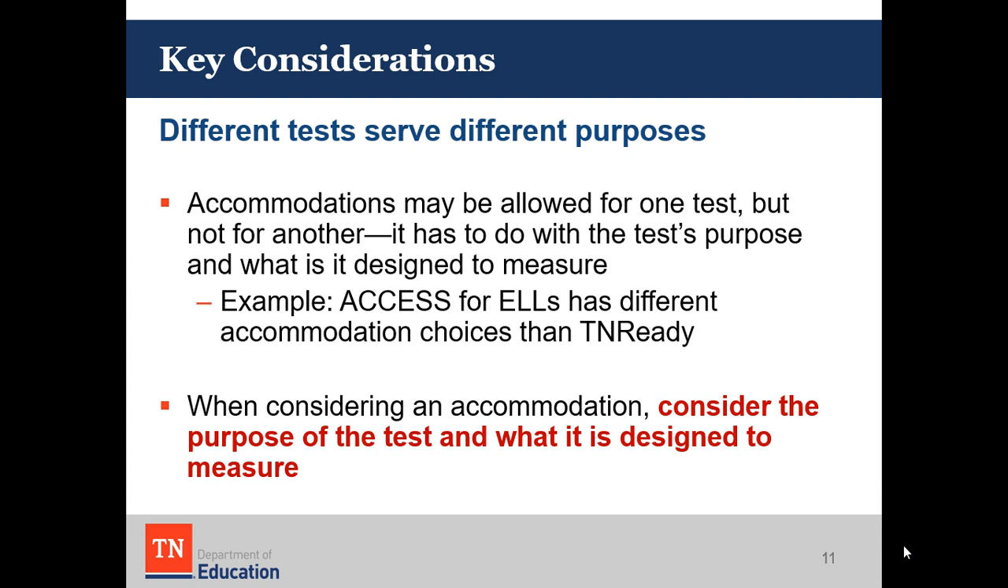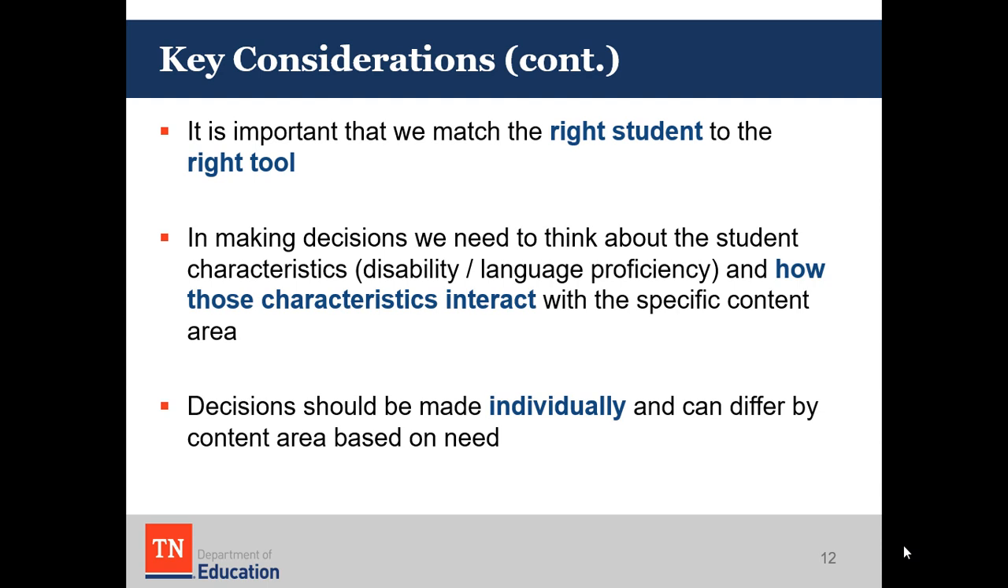So finally, when considering an accommodation, consider the purpose of the test and what it is designed to measure. We must match the right student to the right tool. To do this, we need to think about the student characteristics, if it's the disability, language proficiency, or both, and how those characteristics interact with the specific content area. Decisions should be made individually, and these decisions can differ by content area based on need.